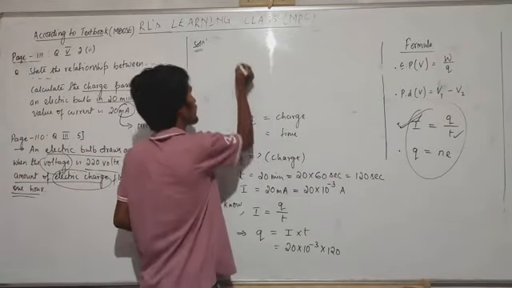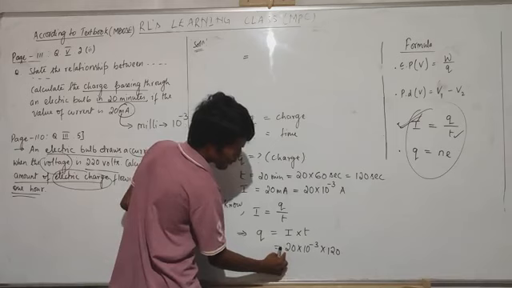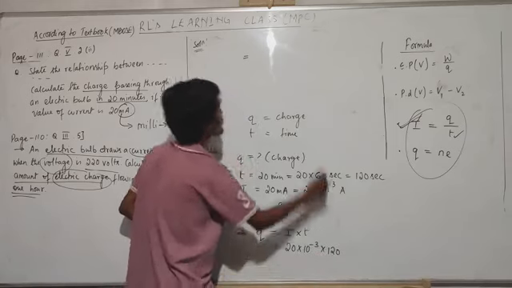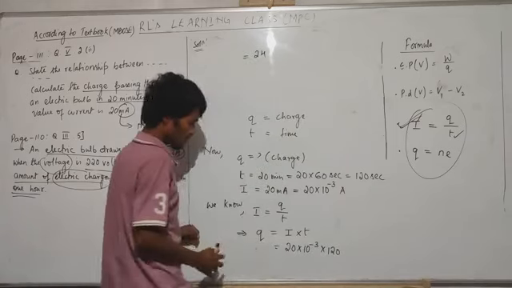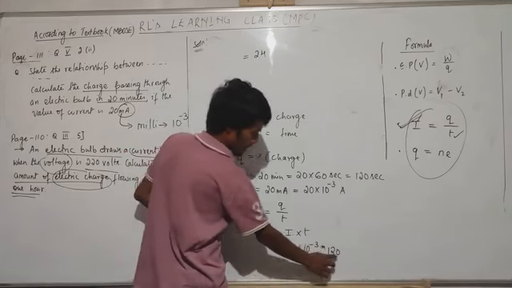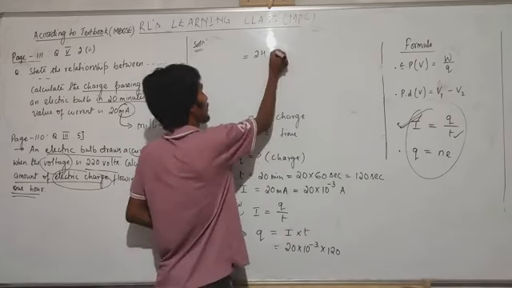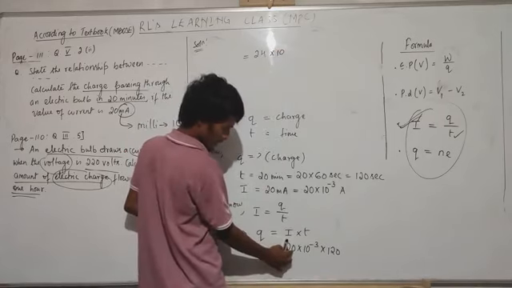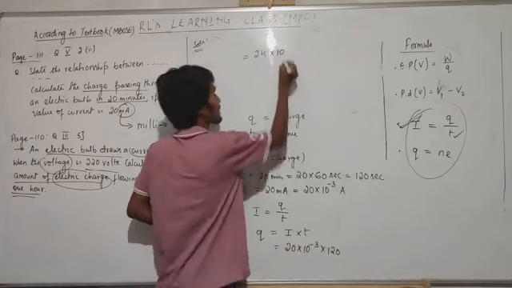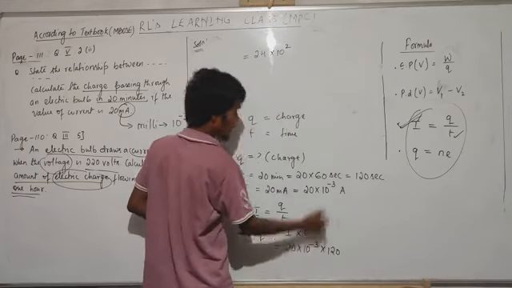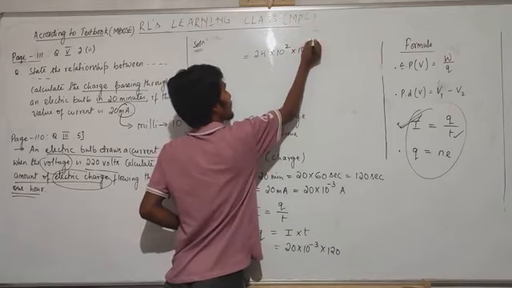Okay, now we'll multiply. 2 into 12 will be 24. Then here will be 0, and here also 0. Like this, 10, here 10 and here also 10, so 10 to the power 2. And here will be 10 to the power minus 3.